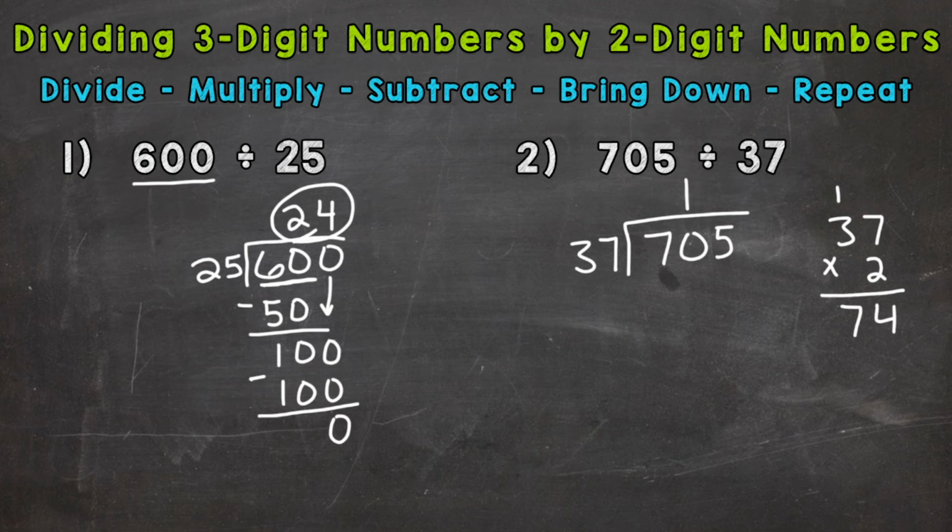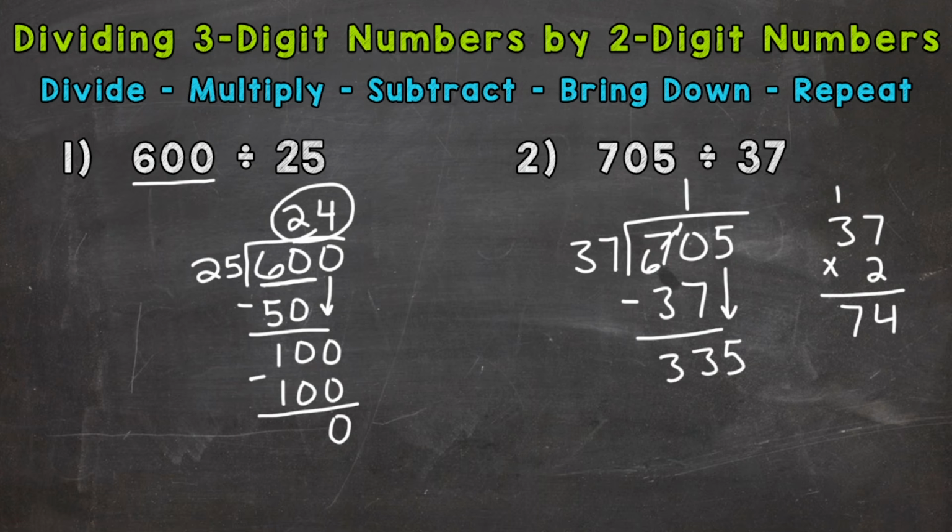1 times 37 is 37. Now we subtract. We need to borrow in this one. 10 minus 7 is 3. 6 minus 3 is 3. So we get 33. Now we need to bring down our 5. And we end up with 335. And let's repeat our steps. So we go back to divide. 335 divided by 37. How many whole 37s out of 335?